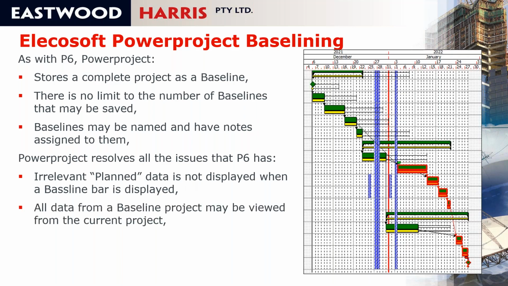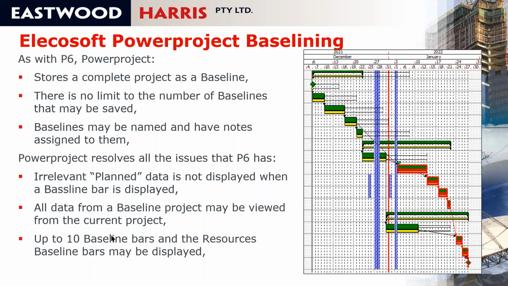assign a baseline. All the data from a baseline project may be viewed from the current project. So once you've created the baseline, you can see all the information from that baseline file, the early dates, the late dates, the resource, hours, dollars, and everything. Nothing is hidden from the user as it is in P6. Up to 10 baseline bars may be displayed, including the resource baseline bar. So again, you can see an awful lot, you can see all the information from a baseline project in Powerproject. And again, you can save partial baselines as in Microsoft Project, but you can't in P6.